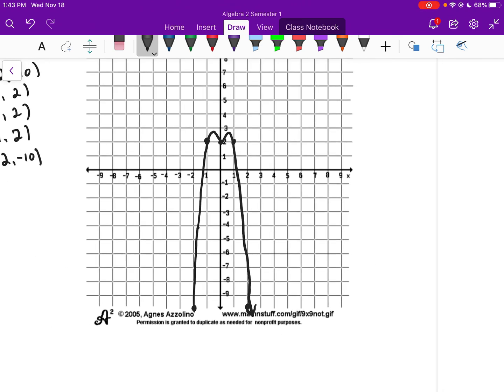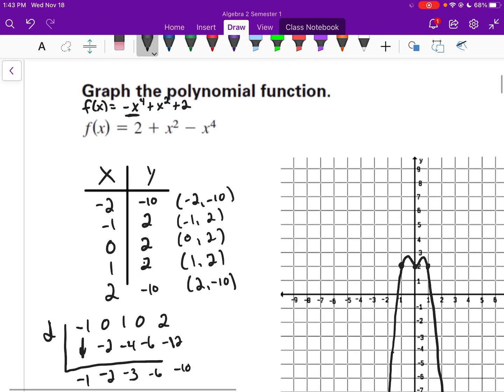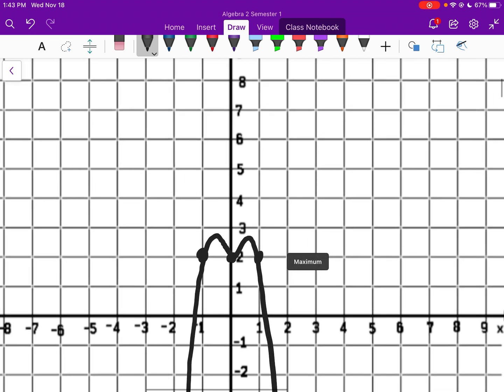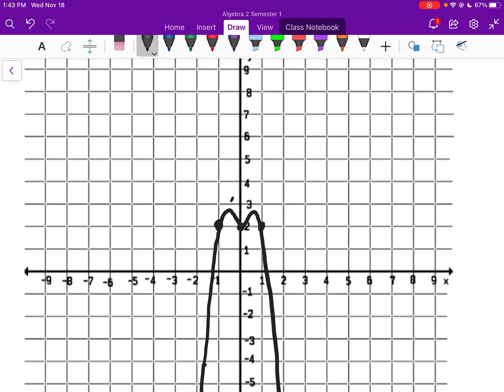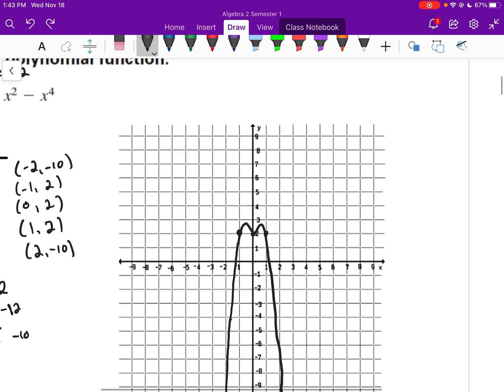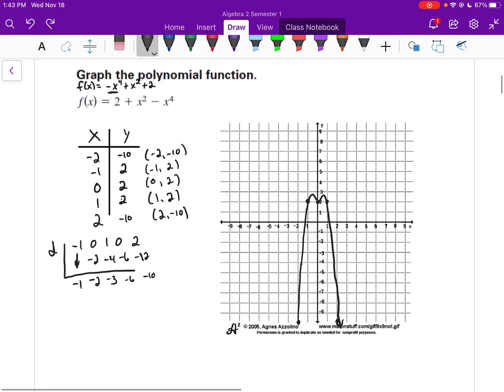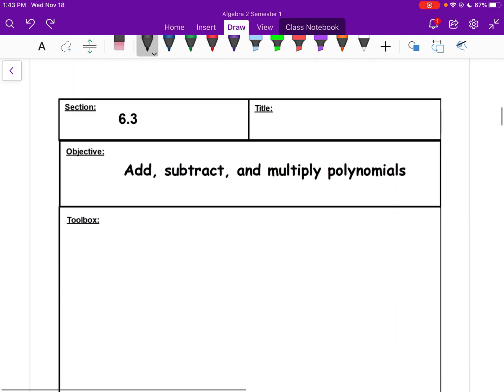The other thing with these: we have an x to the fourth, a fourth degree function. The most turning points that a fourth degree function can have is 3. When I look at this, I have 1, 2, 3 turning points, and that is the max I can have. The number of turning points is always 1 less than the degree. So there was just another example of sketching polynomials.